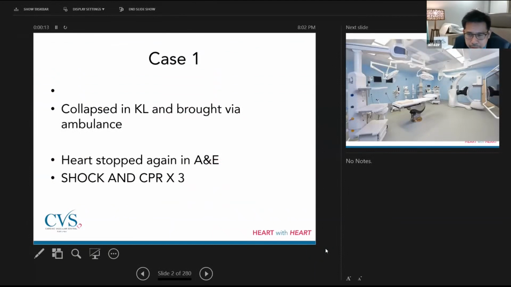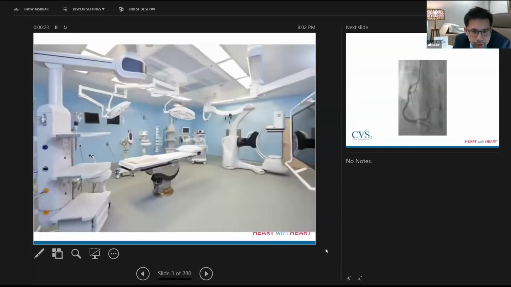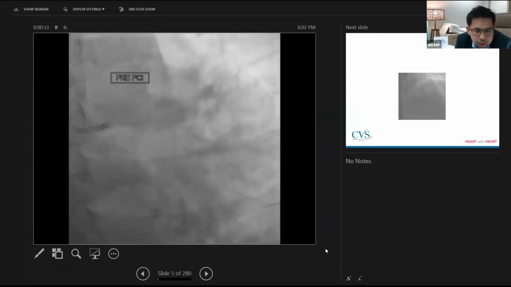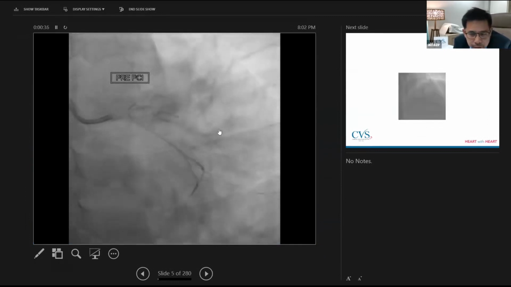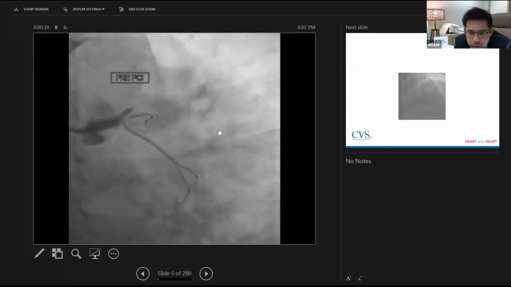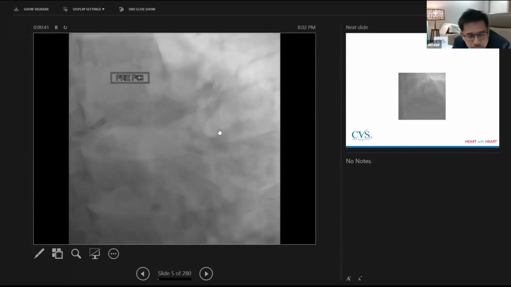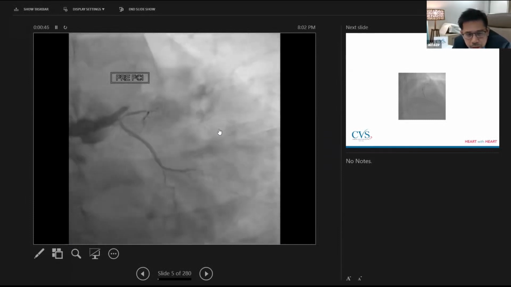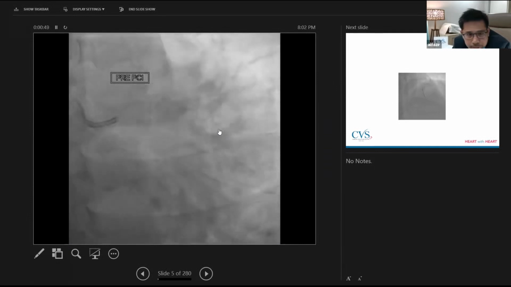This patient collapsed in Kuala Lumpur and was brought by ambulance. Once he arrived, his heart stopped again in our A&E, and we had to shock and resuscitate him. So this is the cath lab. We have to do a primary angioplasty, where we bring him immediately to the cath lab. This coronary artery on the right side is quite normal. On the left side, you can see that it's completely occluded, and that's the reason why he collapsed. That's what we mean when we say somebody's got a heart attack. The blood flow is interrupted, and the heart is dying in a way.